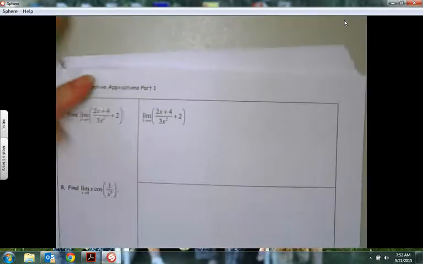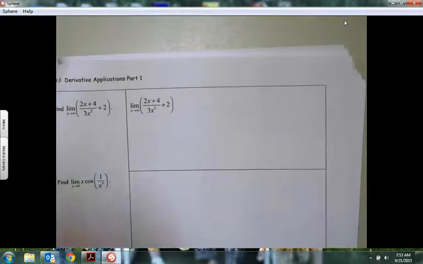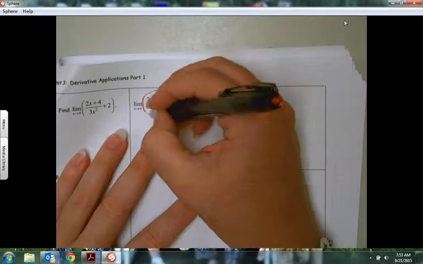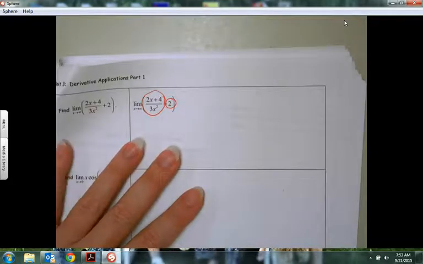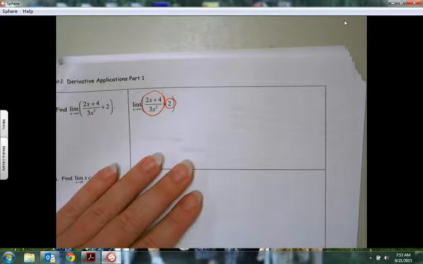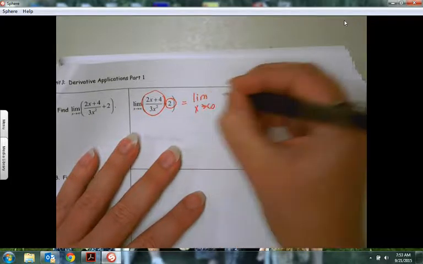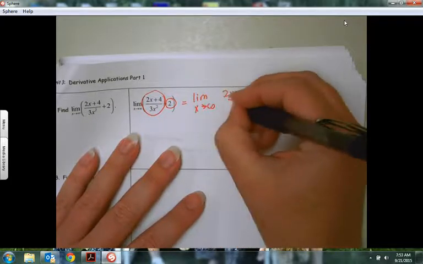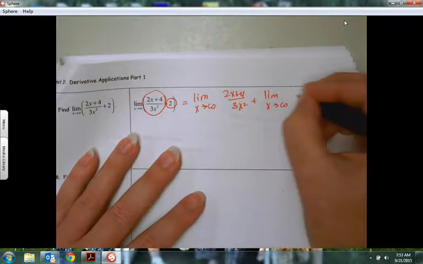Okay, number 7. Remember, you can break up limits. So I could take the limit of this part plus the limit of this part. So when they are plus or minus, I can break them up. So I'm kind of thinking about this, the limit as x goes to infinity of this guy plus the limit as x goes to infinity of the 2.